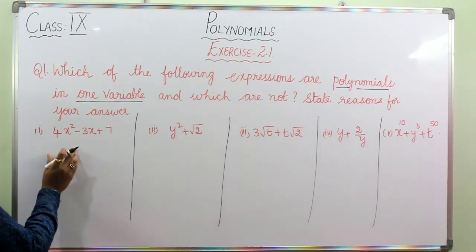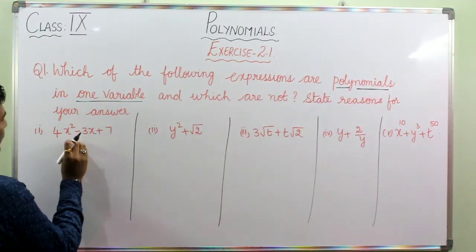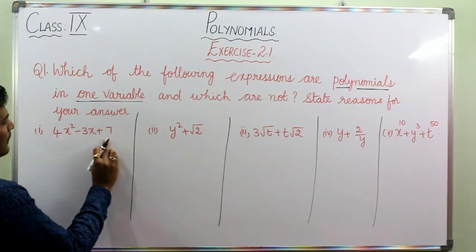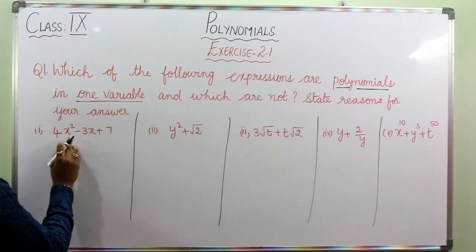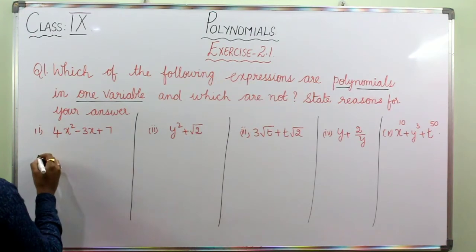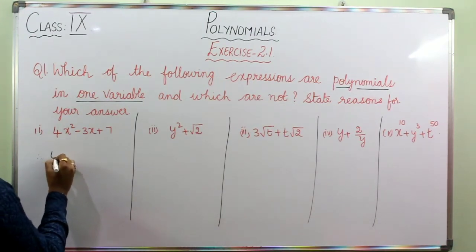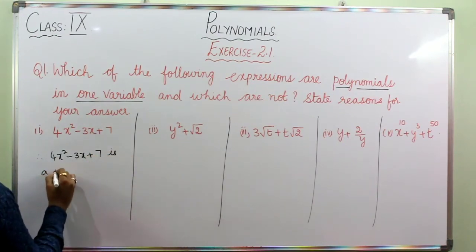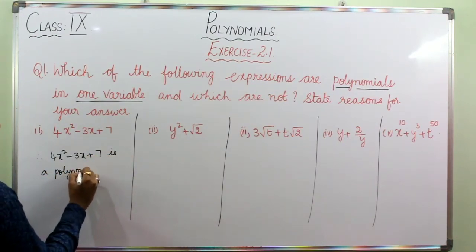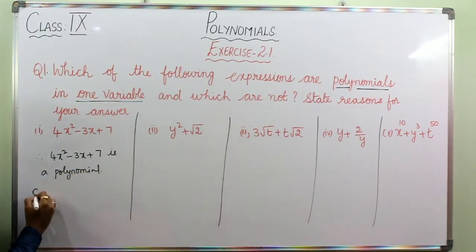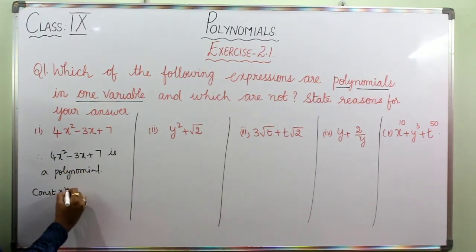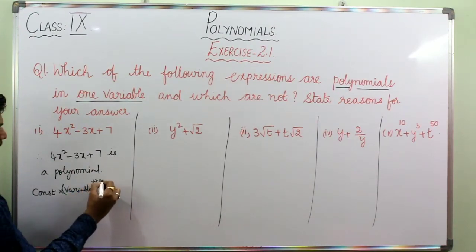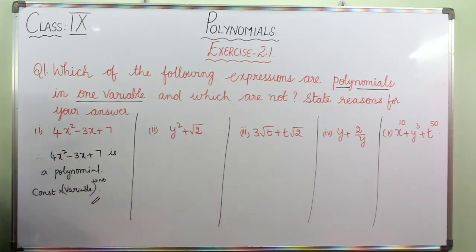For that, the first one is 4x square minus 3x plus 7. Here you can see that the whole expression is in one variable, that is x. Hence 4x square minus 3x plus 7 is a polynomial, because it has a constant and a variable, and the variable's power is a whole number. Therefore it is a polynomial.